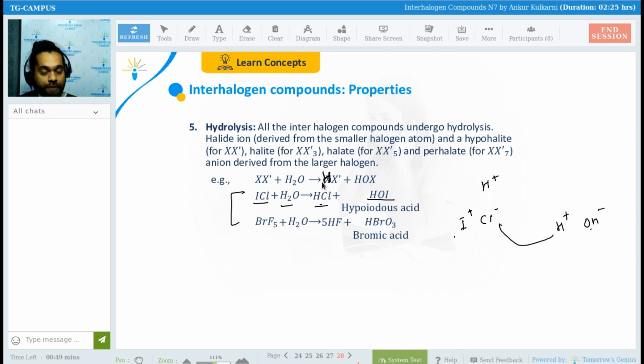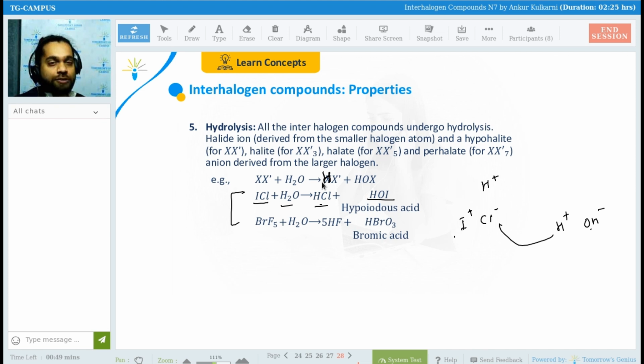Sir, the interhalogen compound of XX' type that you told, IF, will it undergo hydrolysis, sir? Iodine fluoride, to be honest, does not exist for long. Iodine fluoride has a very short half-life.